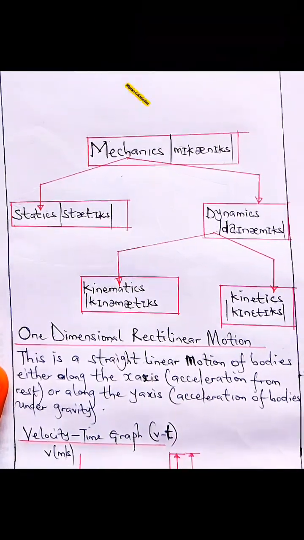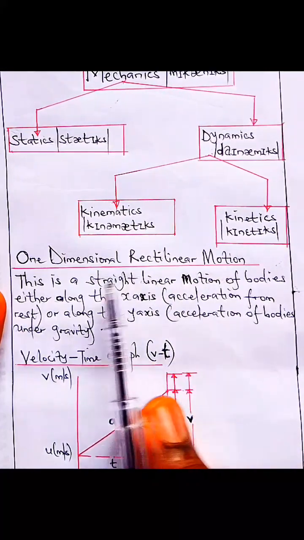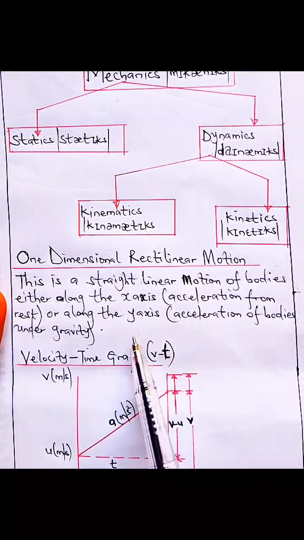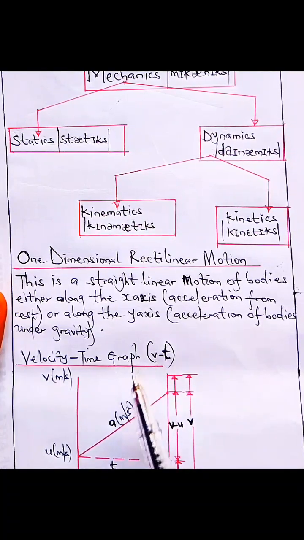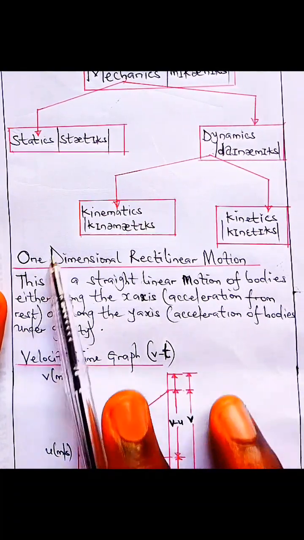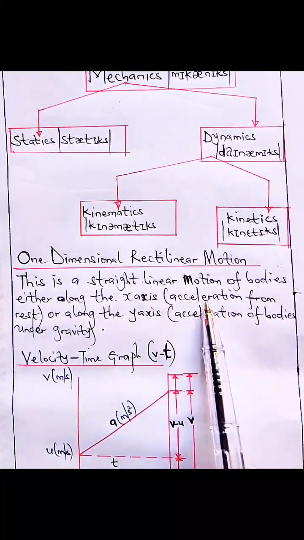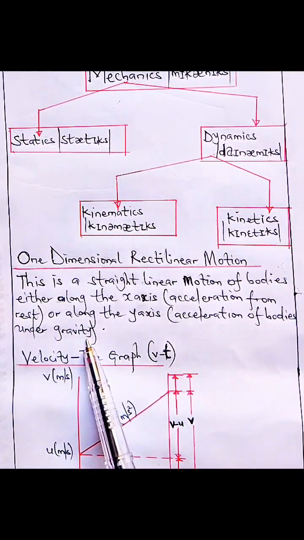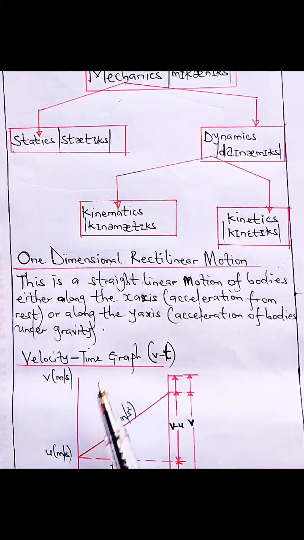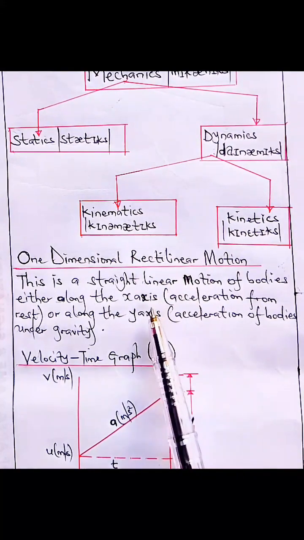So under kinematics today, we're going to be focused on what we call one-dimensional rectilinear motion. Now, rectilinear motion is simply the motion of a body in a straight line. When we talk about rectilinear motion, we're talking about bodies moving in a straight line from one point to another. So when we talk about one dimension, now look at this. This is a straight line motion of bodies either along the x-axis, acceleration from rest, or along the y-axis, acceleration of bodies under gravity. As you can see, rectilinear simply means the bodies are moving in a straight line.